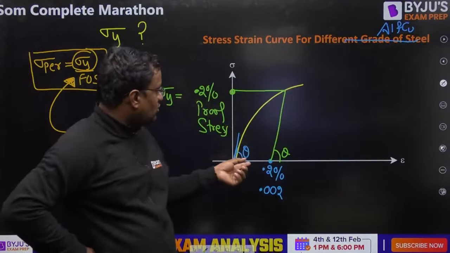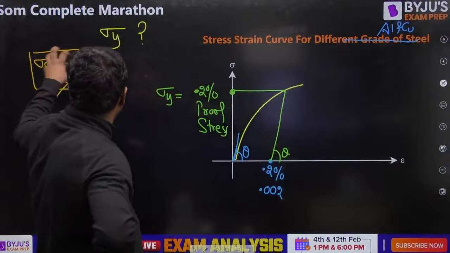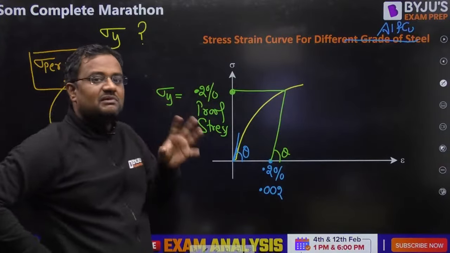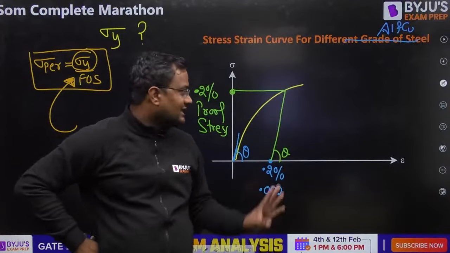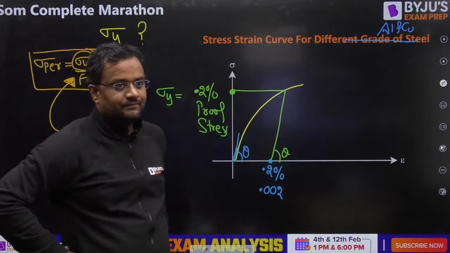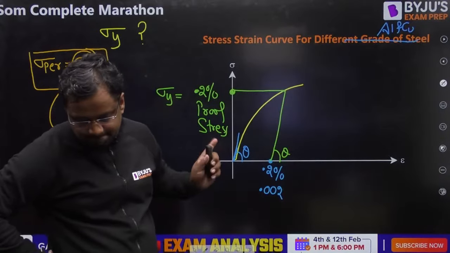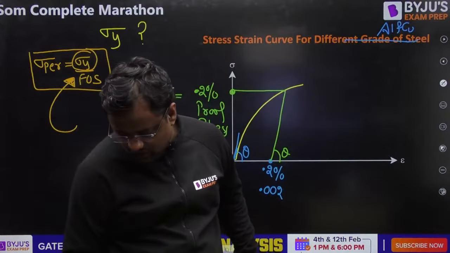So with 0.2%, sigma y comes like that, and sigma permissible comes like that. We are economical and safe also. That is how it is taken. Have you got it? Got it, guys? Everyone, please let me know.